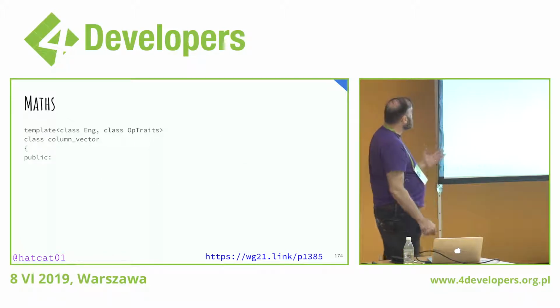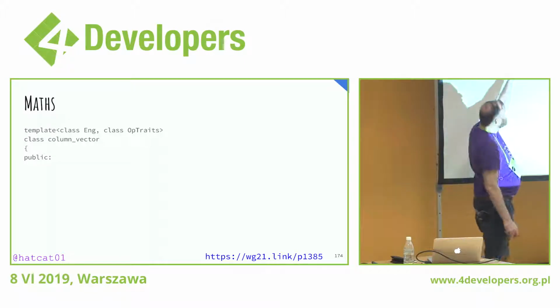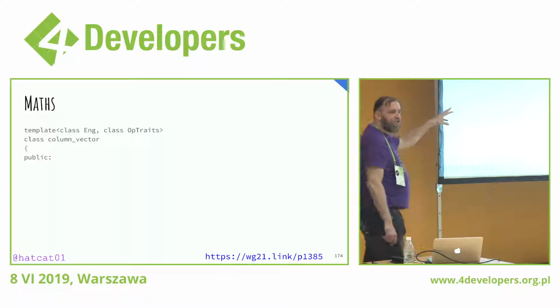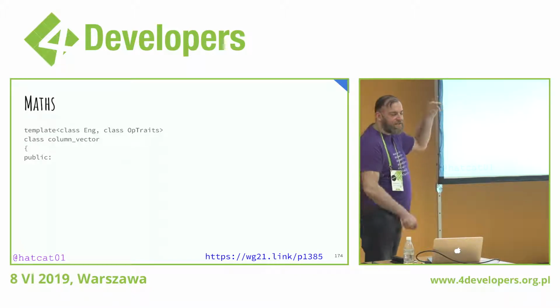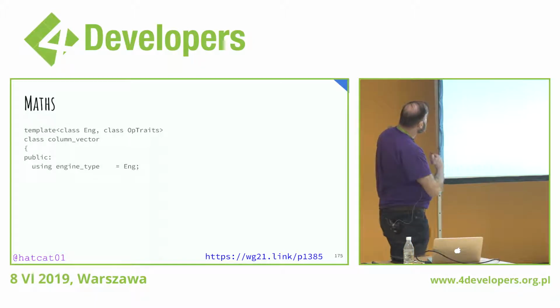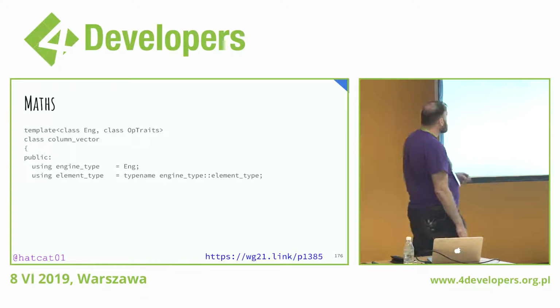All right, here's a column vector. So we have the engine type, that's how it's stored, and op traits, which we'll get onto, but these are the set of operations, the set of traits, the functions that you use to perform all the operations on the matrix. So we have an engine type, we have an element type, which is stored within the engine.